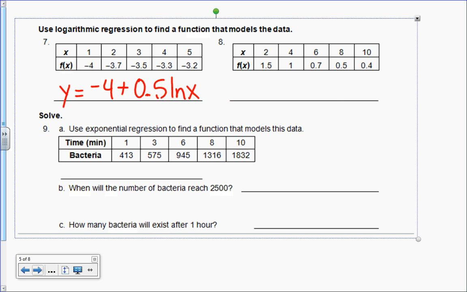You go to number 8, we're going to do the same thing. We'll hit stat, hit enter, delete out your L1, L2. Put your L1 in, 2, 4, 6, 8, 10, 1.5, 1.7, 0.5, 0.4. Okay. We go stat over to calc, and we go natural log regression. Down to calculate. And this time, the a value is 1.97, so we got y equals 1.97. The b value is negative, so we can write minus 0.697, so we'd write minus 0.7 times the natural log of x. Okay, I can put minus right there because the b value is negative.